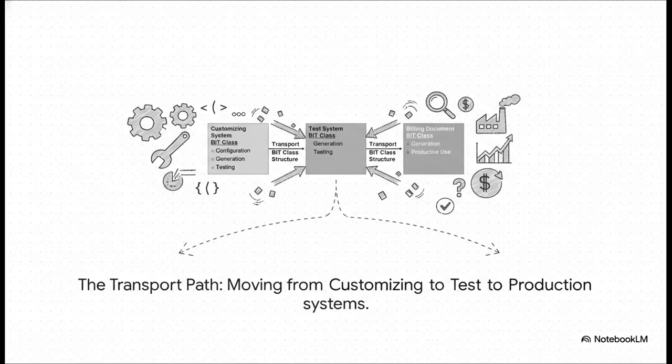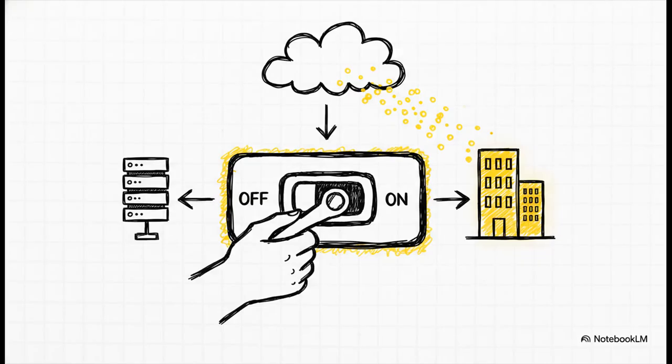But listen, there's one last crucial point here that you can't forget. Even when your BIT class makes it to the production system, it's not actually on yet. You have to flip one final switch. You have to go in and explicitly activate that class for the specific company or client that's going to use it. Only then can it start doing its job.